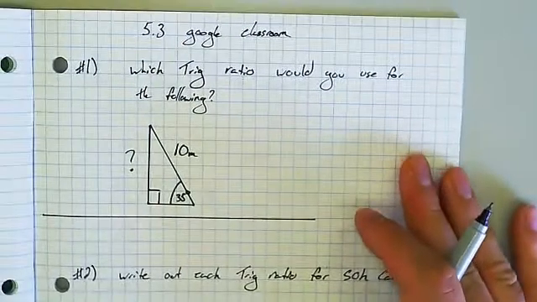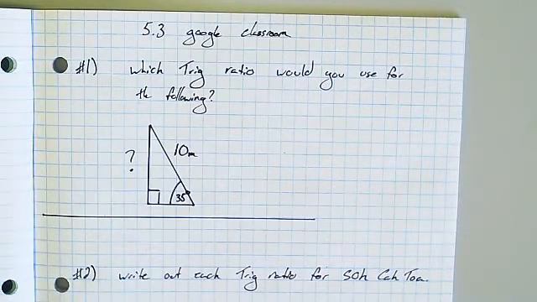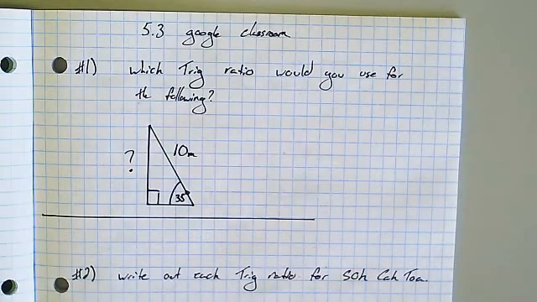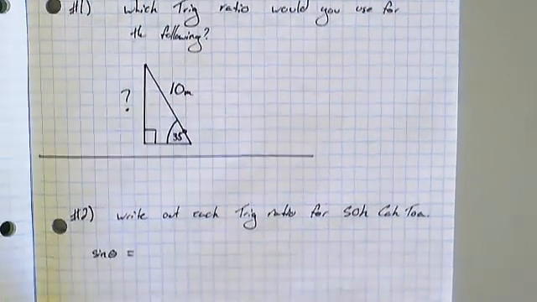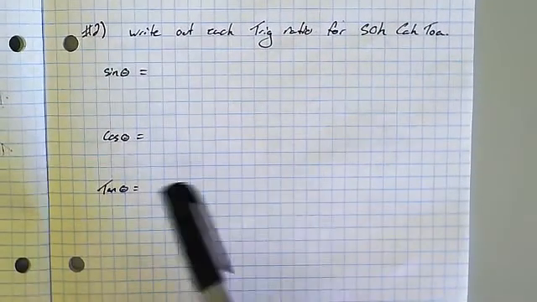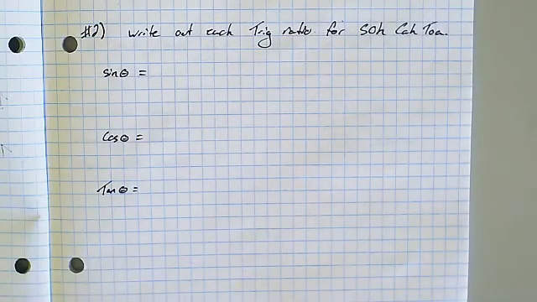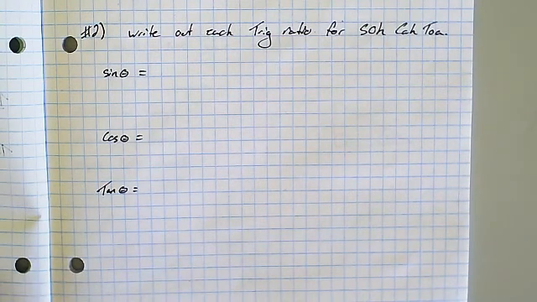For today, that's all we want for section 5.3, and you're going to have two questions. Question 1 is, which trig ratio would you use for the following? And question 2 is, I want you to write out each of our trigonometric functions for sine, cos, and tan.